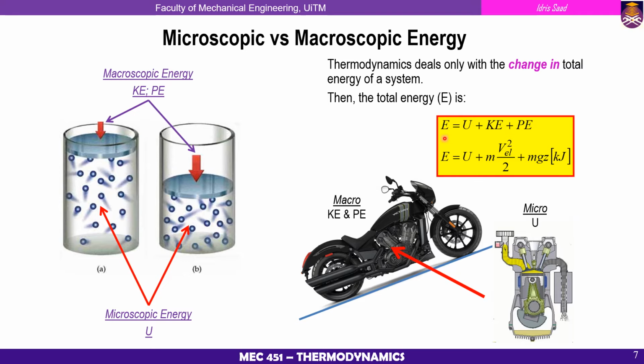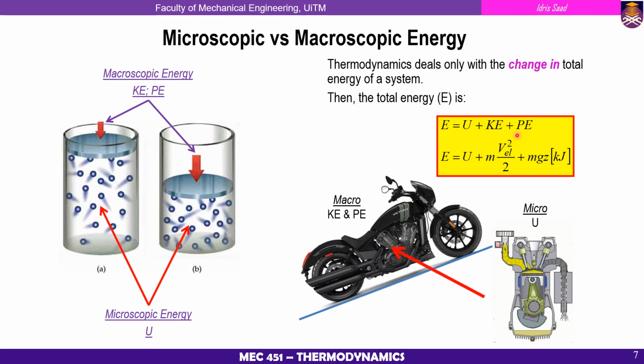So you can see here, this is the total energy. This is equal to internal energy, kinetic energy, and potential energy. Okay, also please note that thermodynamics deals only with the change in total energy of the system. What it means here is we will calculate the difference in energy before and after the process. That is more important than only calculating the energy before the process or after the process.